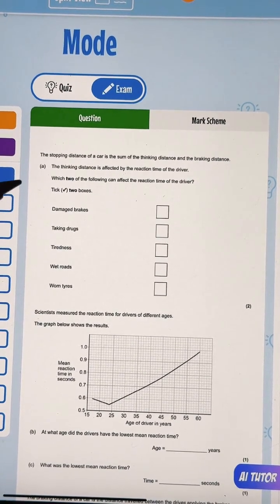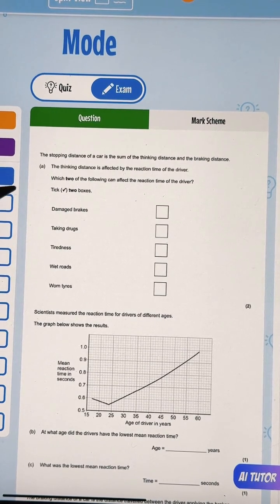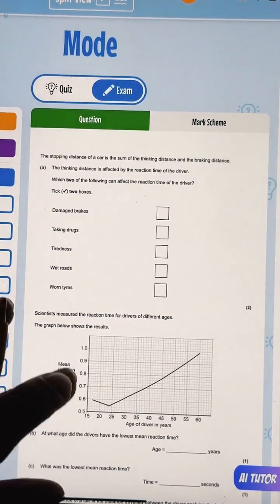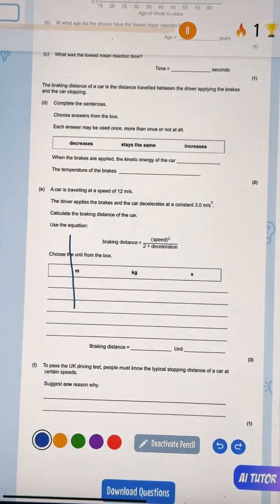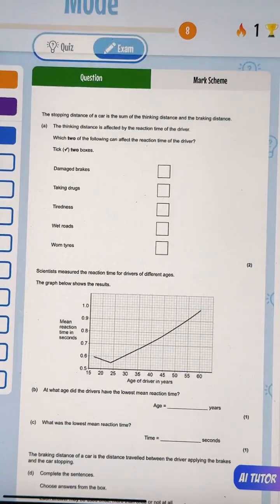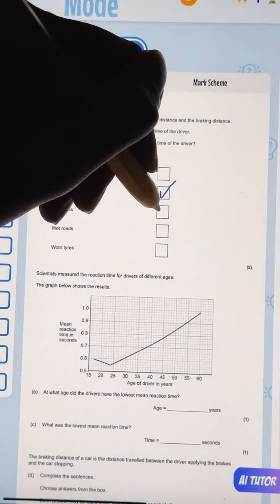I would say no, that's fine. You are right there. So we have B and C, the second and third ones here. Yeah, so taking drugs and tiredness. Pen is at the bottom, so I will tick that off. Taking drugs and tiredness.